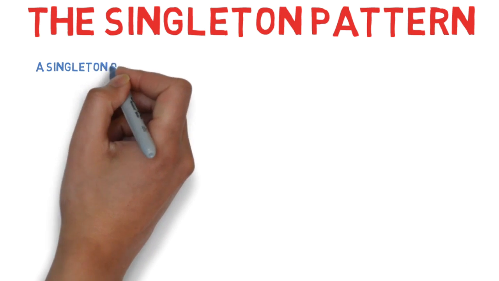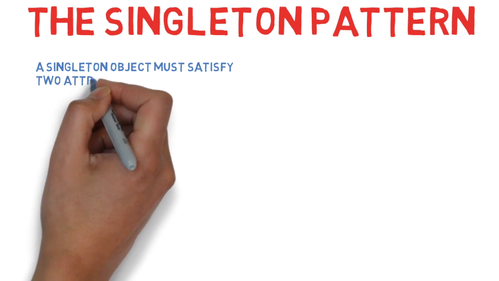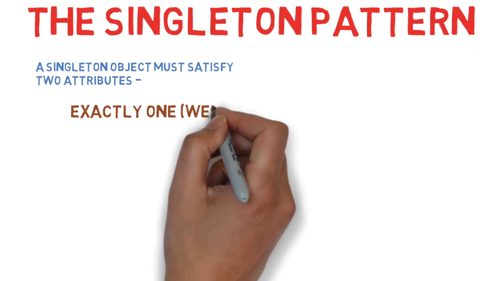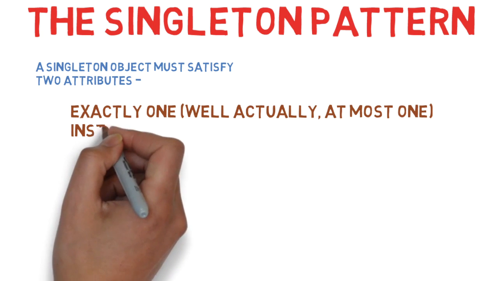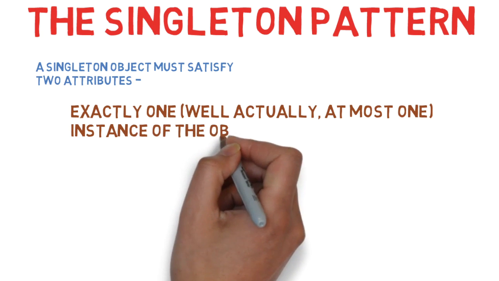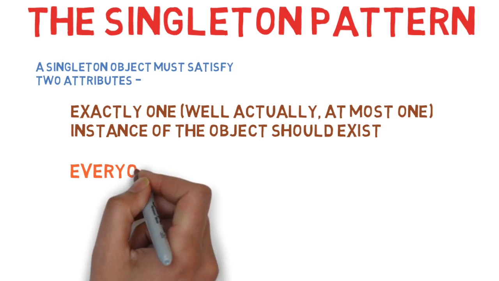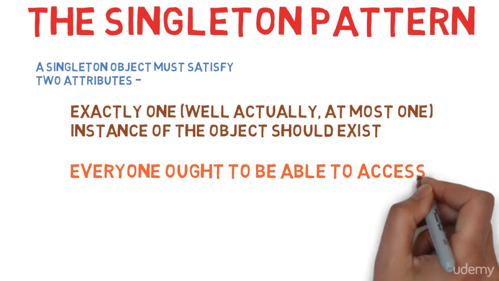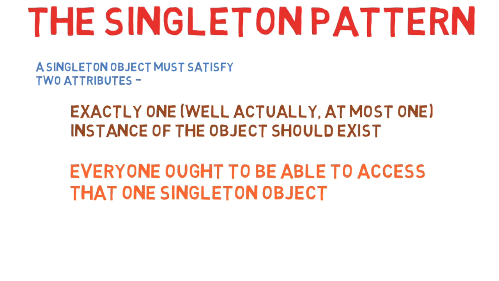Now, in order to create a singleton and use this design pattern as a part of your code, what does it need to satisfy? A singleton object must satisfy two attributes. First, exactly one, in fact, at most one instance of the object should exist. You should be able to programmatically enforce that only one instance of this object is ever created across your application. Second, anywhere in your code, you should be able to access that one singleton object. Everyone should be given access to that object.